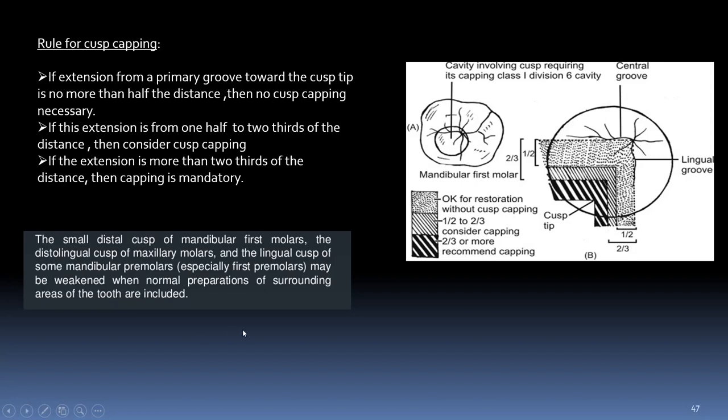In the picture, we can see this. The dotted outline shows that it is okay for restoration; cusp capping is not necessary. Next, in this shadowed area, the extension is more than 1/2 to 2/3, so we have to consider capping. And in the bold line, we can see that 2/3 or more of the distance is included, and the capping must be mandatory to preserve the cuspal strength.